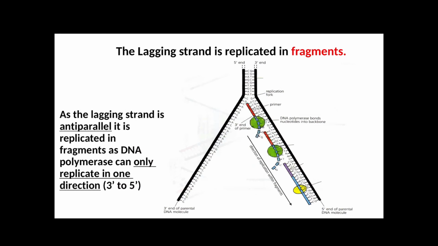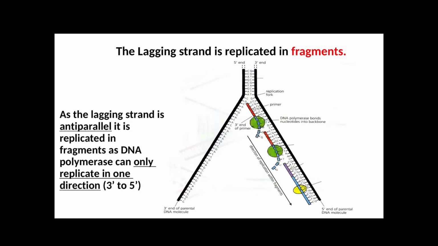This fork is going to unwind and unzip further. So again, at the very top of the page where it's still bonded, you have a GGTC. That is going to become exposed next, and our primer will have to bind to that, so the next fragment can be replicated, and so on and so on. So the leading strand is easy, it's just continuous. The lagging strand is a bit more complex.